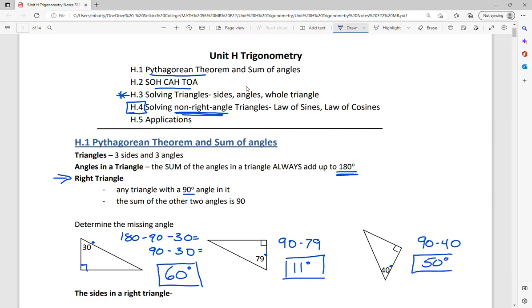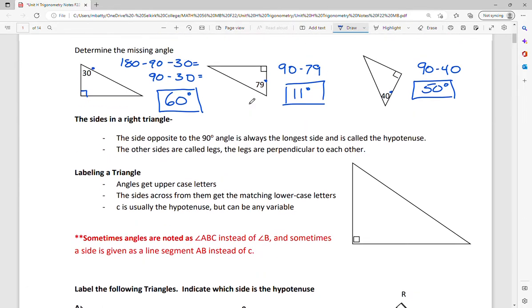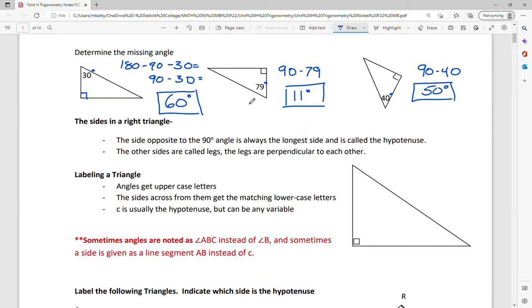All right. So now that we've got that down, we can deal a little bit with the sides in a right triangle. Now the sides in the right triangle obey the Pythagorean theorem. We're going to start by labeling a triangle. A lot of our trigonometry is going to work better when we understand and set ourselves up. So it's a little bit different, some the same from our geometry unit.